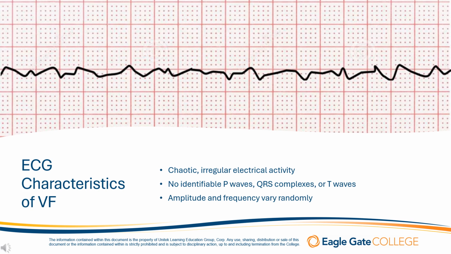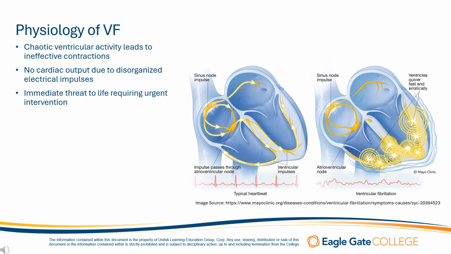The amplitude or height of the waves on the ECG in VF can vary widely. You might see some waves that are relatively high, while others are very low. The frequency or rate at which these waves occur is also irregular and unpredictable. Unlike atrial fibrillation, where there may be some degree of regularity in the erratic activity, VF is entirely random. This variability in amplitude and frequency is due to the lack of a single dominant pacemaker. Instead, numerous areas of the ventricles are attempting to initiate a contraction simultaneously without any coordination.